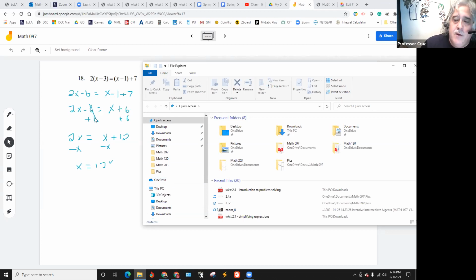So now getting rid of the -6 over here, we add 6. So that's going to give us a 12, gives us a 2x on the left, another x. So we subtract x. x is equal to 12. And I think that's what I heard, isn't it?